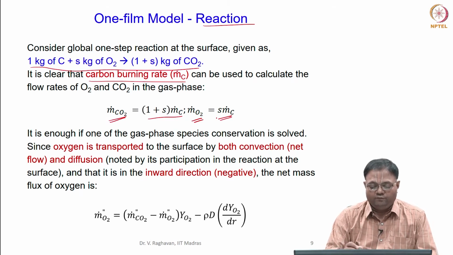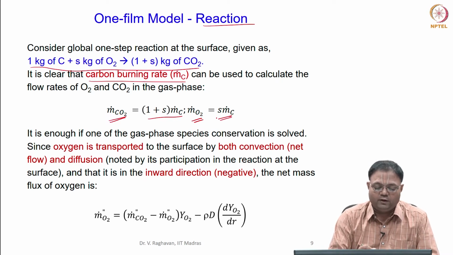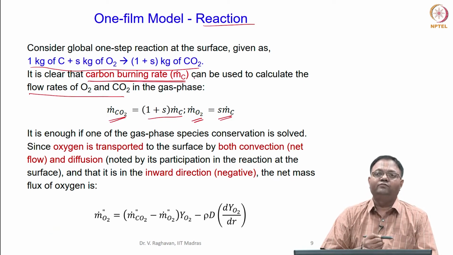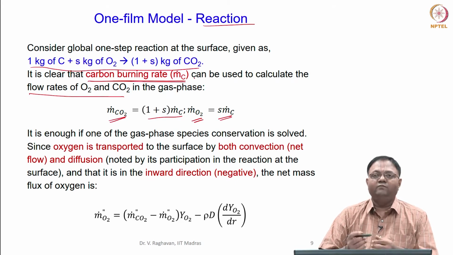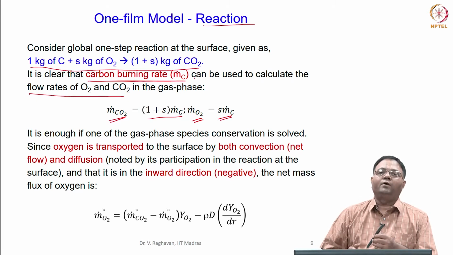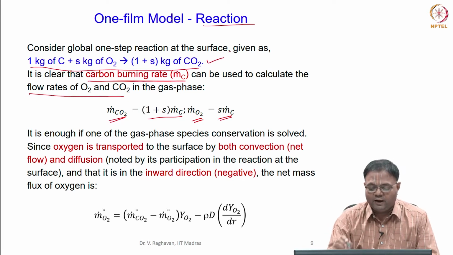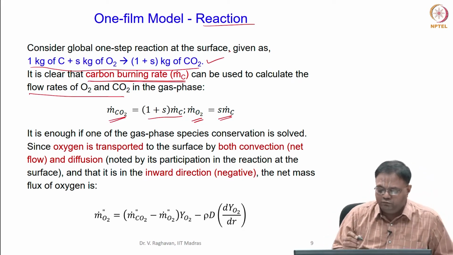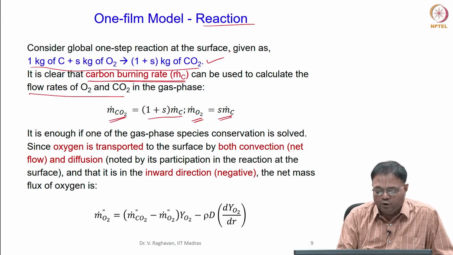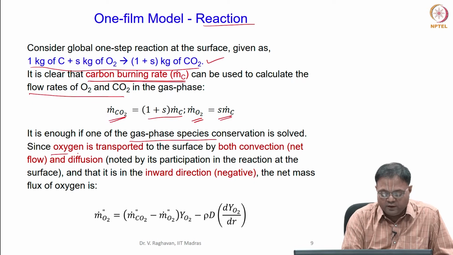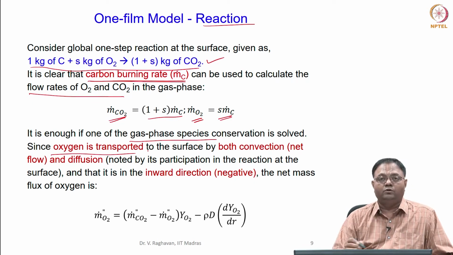Now what I am trying to do is write the flow rates of O2 and CO2 in terms of the burning rate of the carbon itself. Obviously, the amount of carbon burned, that much oxygen would have diffused and that much CO2 would have formed. So we can easily write that by considering this reaction. The benefit we get is that one of the gas phase species is solved, and that is enough for us. So let us take the oxygen transport in the gas phase.